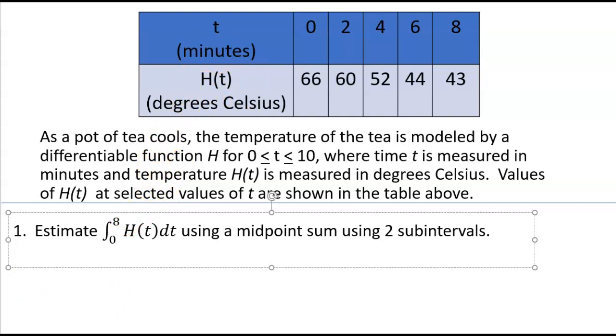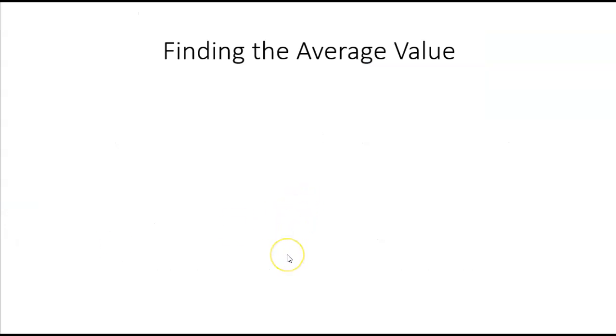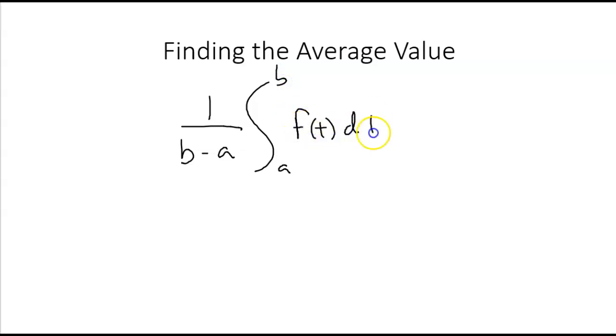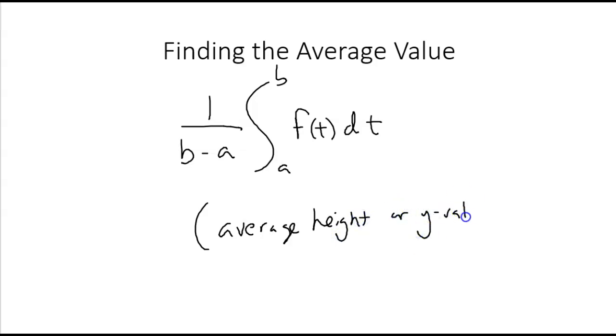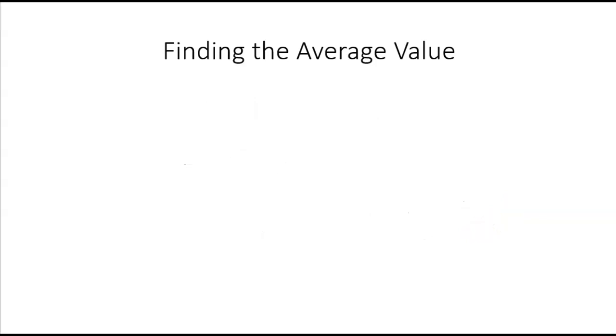Okay. Now, a pretty common question is to find the average value of a function. The average value of a function can be found by doing 1 over b minus a times the integral from a to b. And what it tells you is the average height, or y value. Same thing, right? That's what it tells you. All right, so let's take a look at a problem where that would come into play.